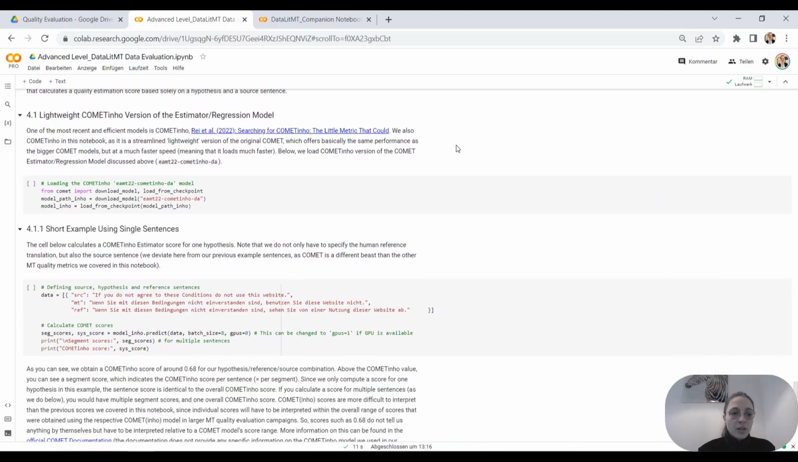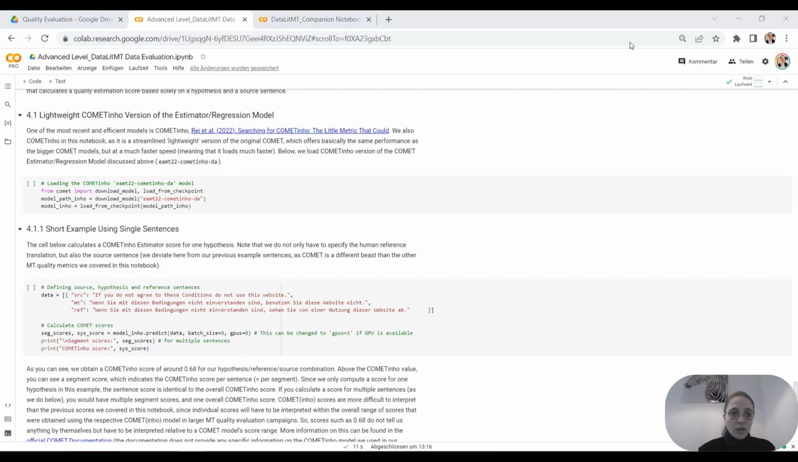So the first version that we're using is Cometinho, which is a lightweight model of COMET that was only proposed in 2022. So this is a lightweight version of the original COMET. It offers basically the same performance as COMET, which is a much bigger model, but it does so at a much faster speed. So it loads a lot faster.